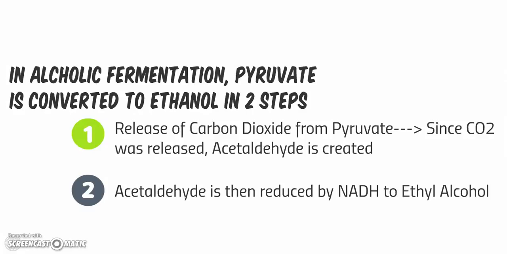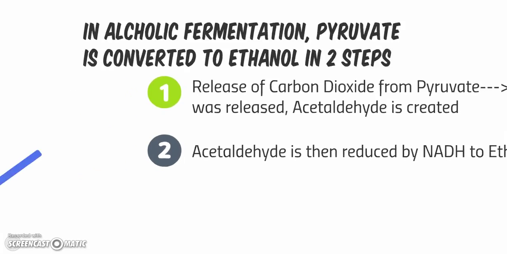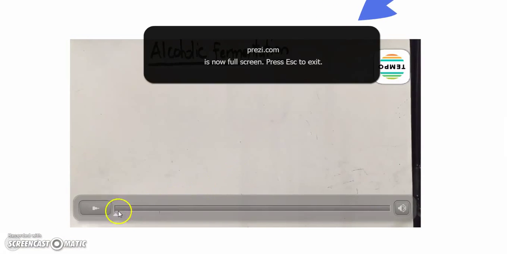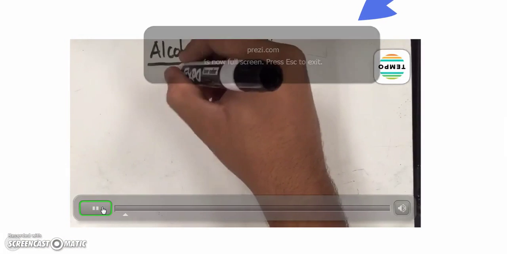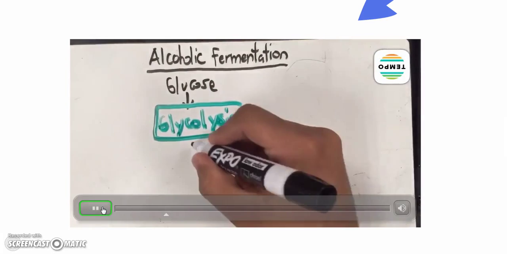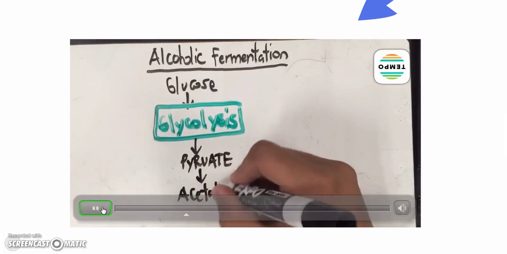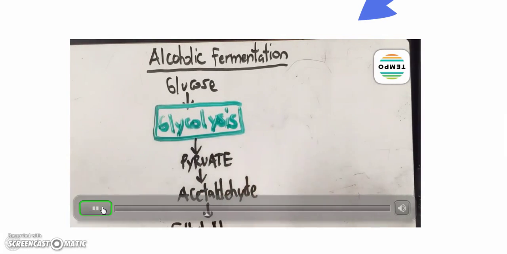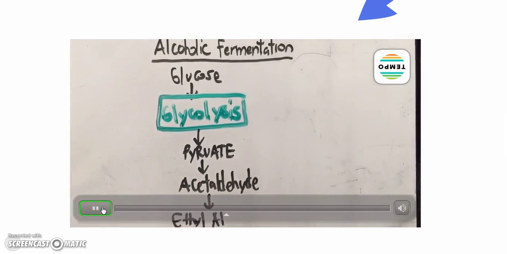So in alcoholic fermentation, 1, carbon dioxide is released from pyruvate, and since the CO2 is released, acetaldehyde is created. And 2, acetaldehyde is then reduced by NADH to ethyl alcohol. So right here we have a video explaining alcoholic fermentation. Basically, glucose is converted to the 3-carbon molecule pyruvate by going through glycolysis. Remember that 2 ATP is produced even though it's not drawn, which is then converted to acetaldehyde and then to ethyl alcohol, as you can see.